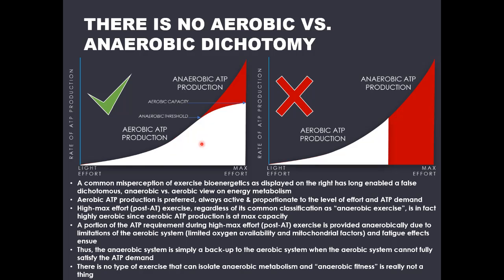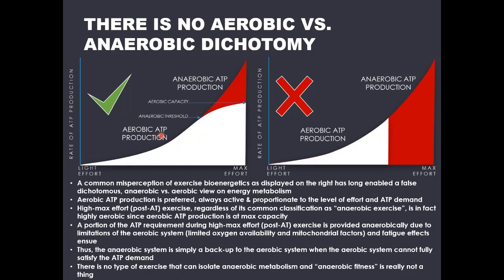Aerobic ATP production is the preferred and prioritized means of producing ATP. It is always active and proportionate to the level of effort and ATP demand. So let's look at how aerobic and anaerobic metabolism really function during exercise by examining this figure on the left. Now, as you can see, as effort increases, and thus the rate of ATP demand increases, the aerobic system increases the rate of ATP production, as you can see by this white area under the curve.